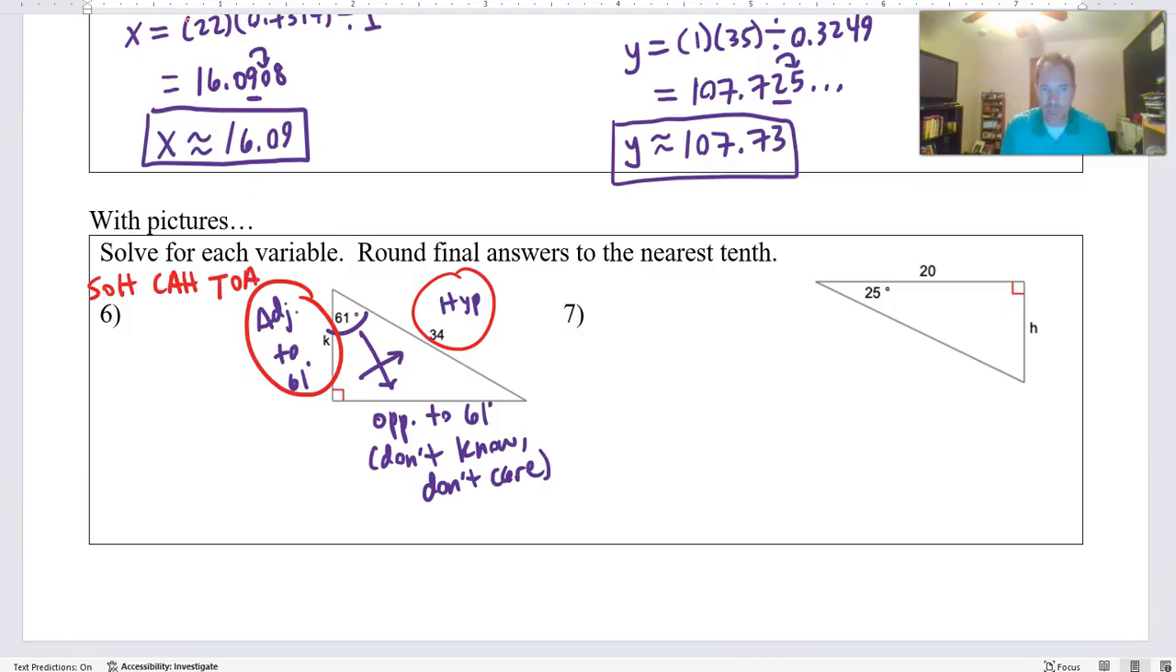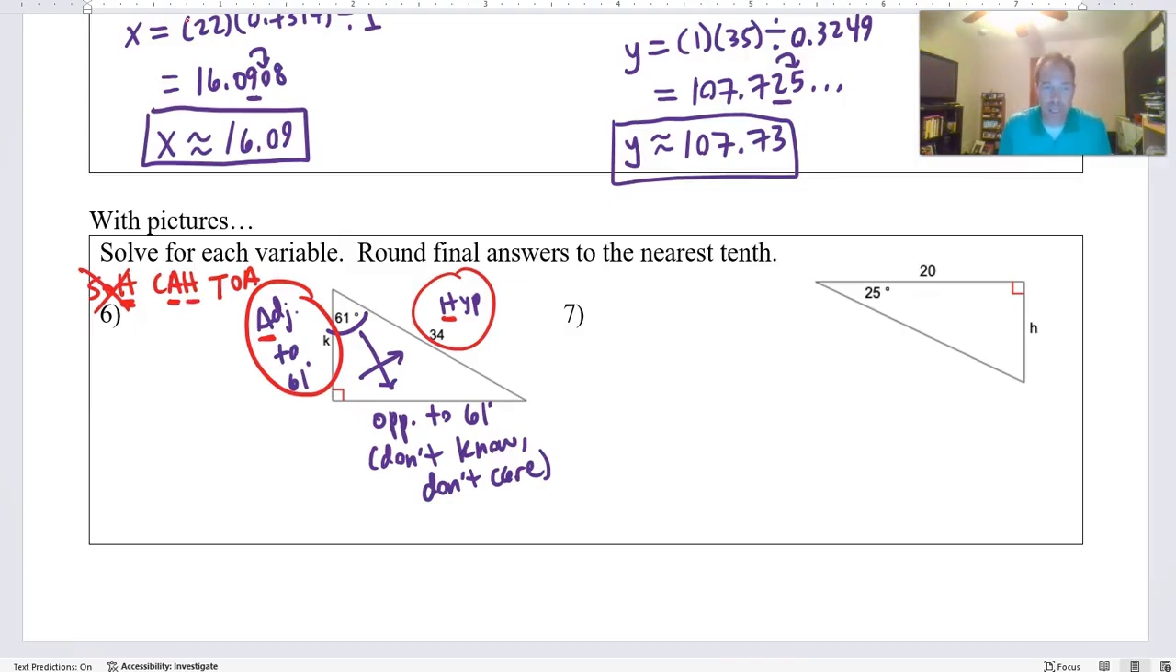Which one involves hypotenuse and adjacent leg? Well, let's see. Sine has hypotenuse, but it's got the opposite leg. Okay, so not that one. Cosine has adjacent leg. I want to know that. Has hypotenuse. Okay, cosine sounds good.